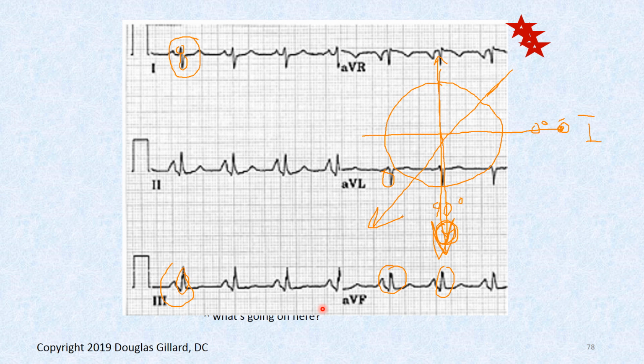So that's the axis of this person's heart. Is that normal? No. For our purposes, it has to be between 0 and 90 degrees. And it's not. It's shifted clockwise, which is called a right axis deviation. Got it? Make sure there's going to be guaranteed.